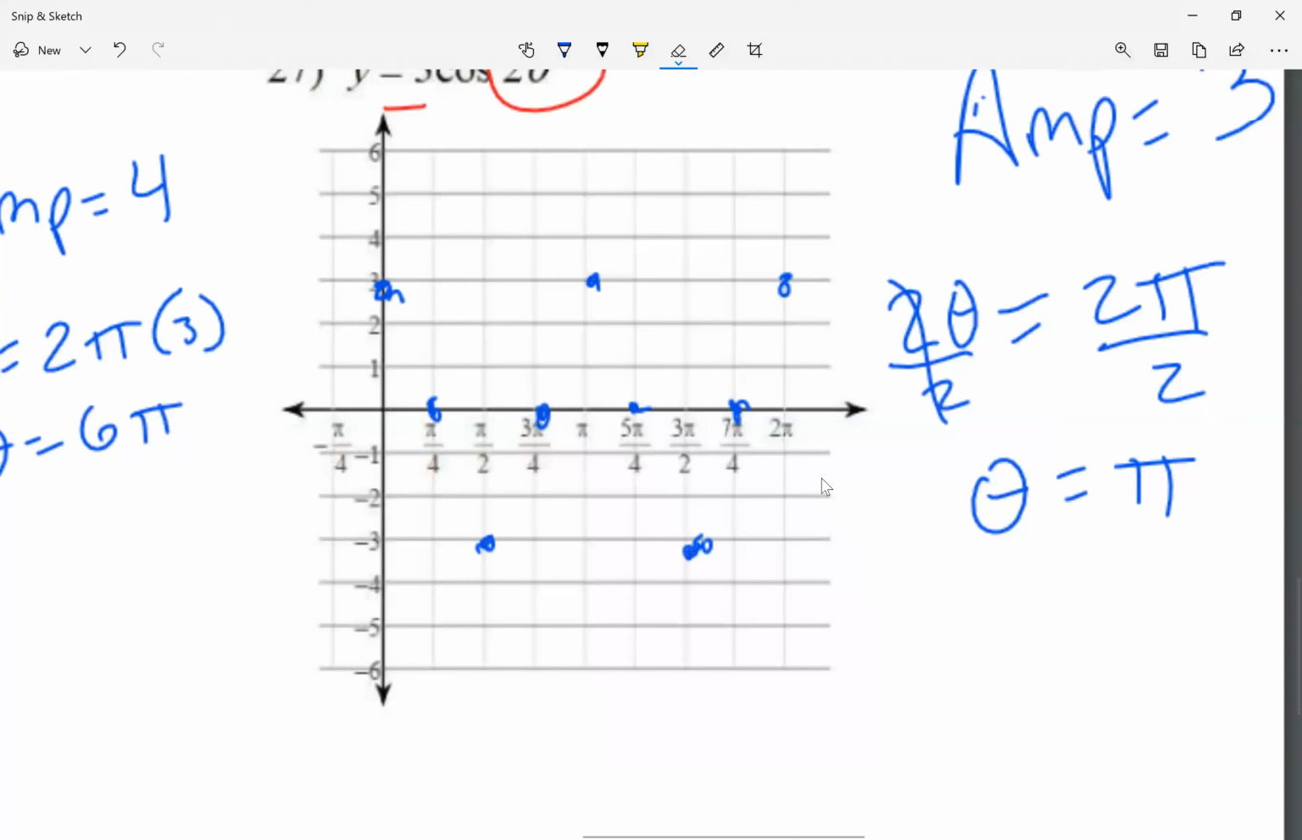I'm graphing with my finger, so excuse me if I'm off. Like I said, I'm graphing with my finger.